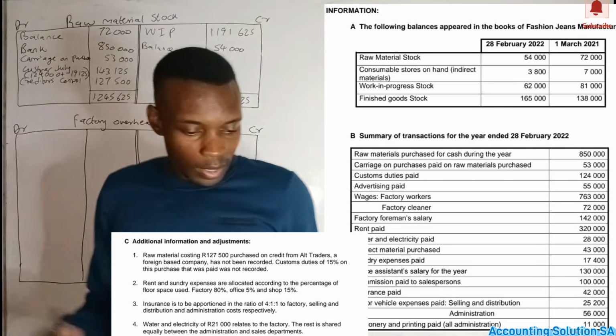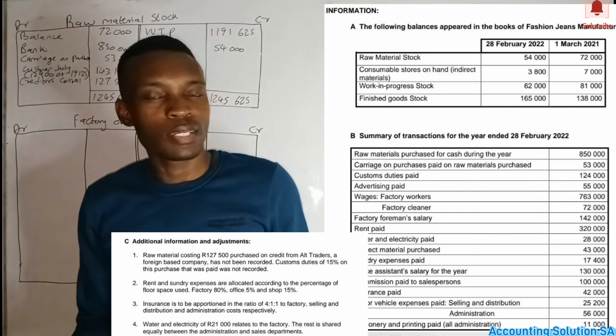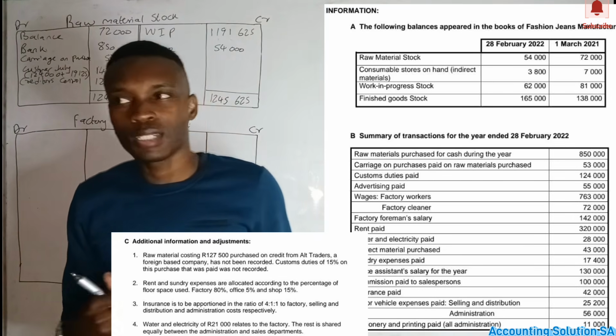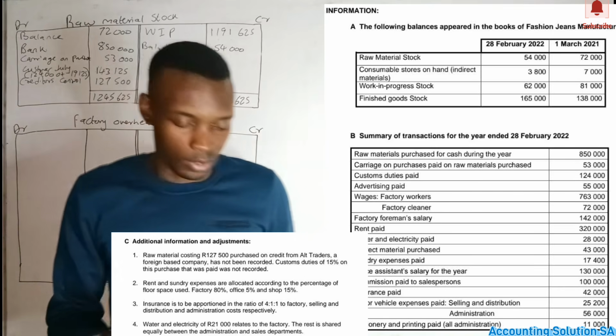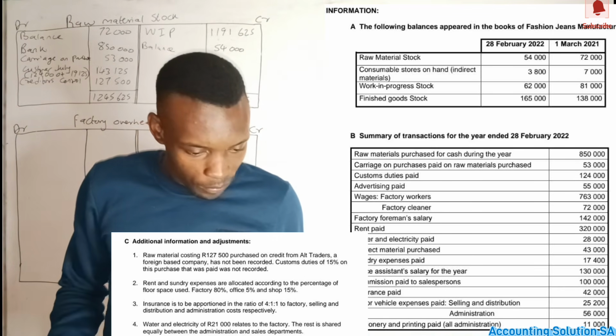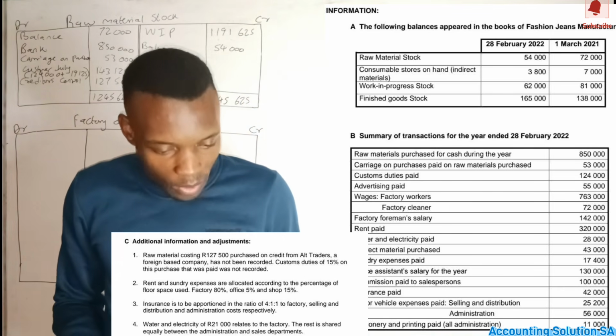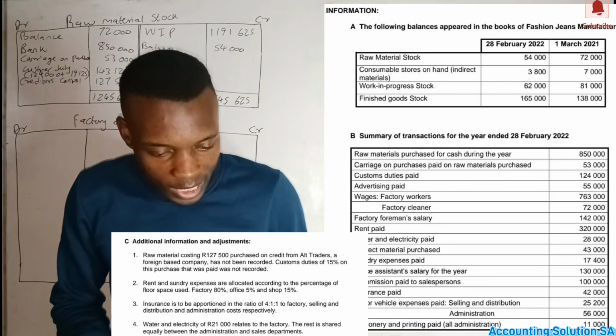Customer duty, we did it. Advertising paid. Advertising, guys, we stated in the first question that advertising falls under selling and distribution. Okay, then we have wages, factory workers and factory cleaners.